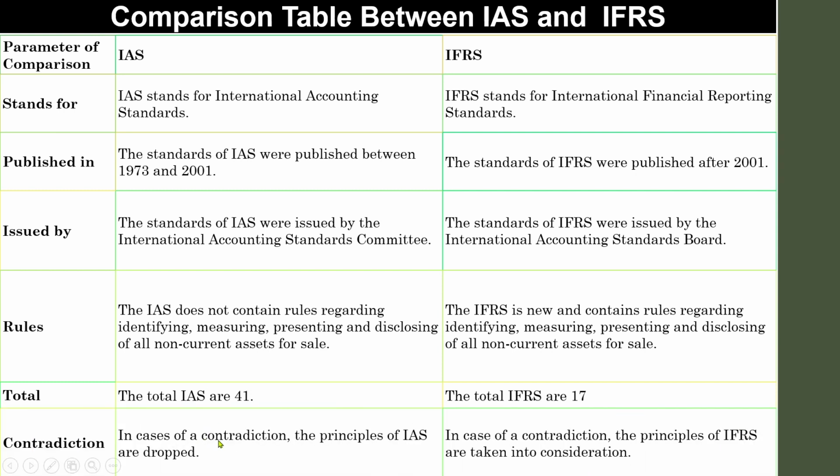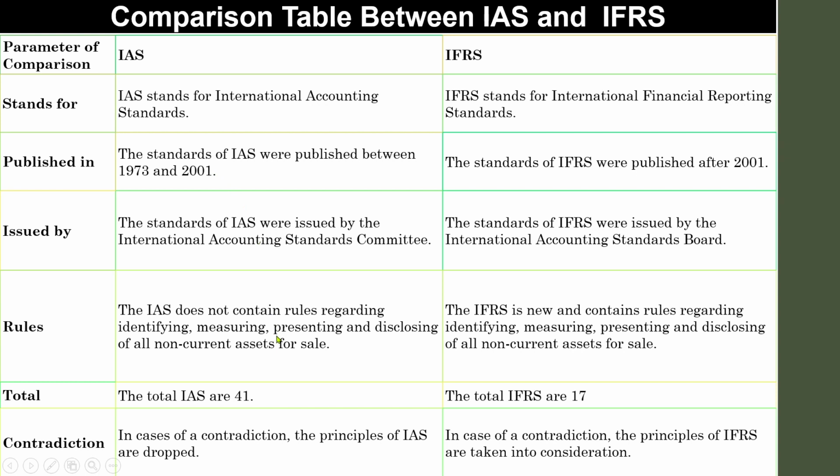In case of contradiction, the principles of IAS are dropped, whereas in case of contradiction, the principles of IFRS are taken into consideration. The principles and rules of IFRS are given more importance than the various aspects prescribed in the IAS. That is the main difference between IAS and IFRS. So go through it. In some texts you may see that the total of IAS is given as 41. That will be correct because they are older standards and were issued until 2001.